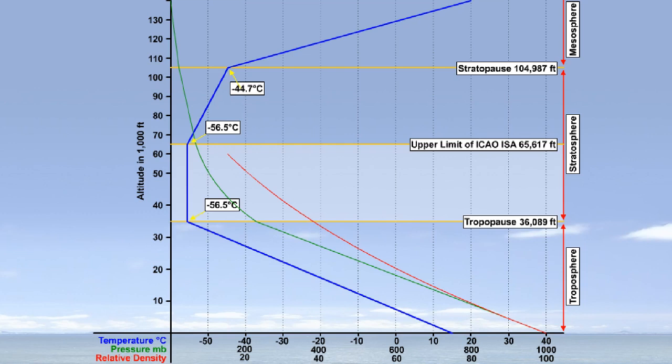This compensation continues to have effect until the tropopause, which is at 36,089 feet. At altitudes between the tropopause and 65,617 feet, the temperature remains constant at minus 56 degrees Celsius. Thus, at these altitudes, the thrust is affected by pressure alone.